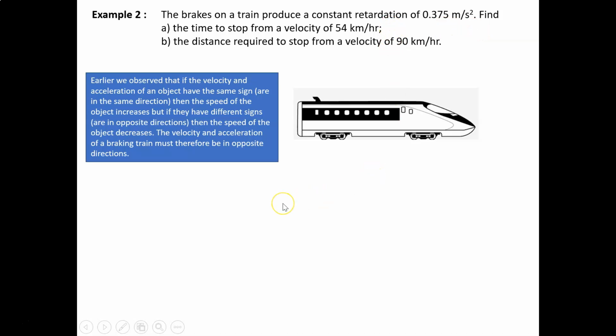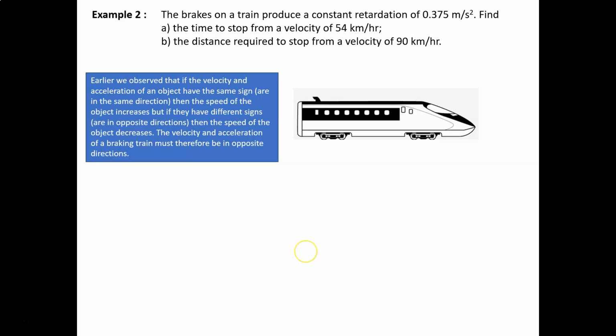So earlier we observed that if the velocity and acceleration of an object have the same sign, that is, are in the same direction, then the speed of the object increases. If they have different signs, that is, they're in opposite directions, the speed of the object decreases.